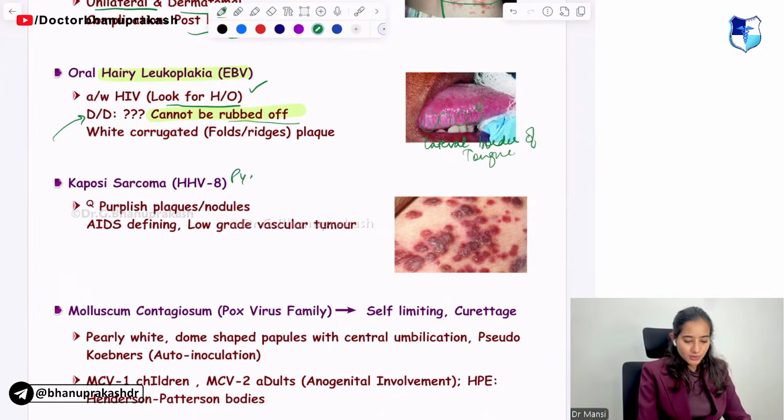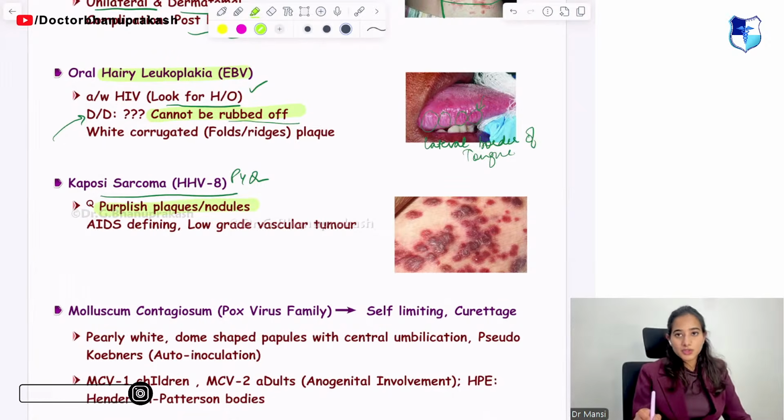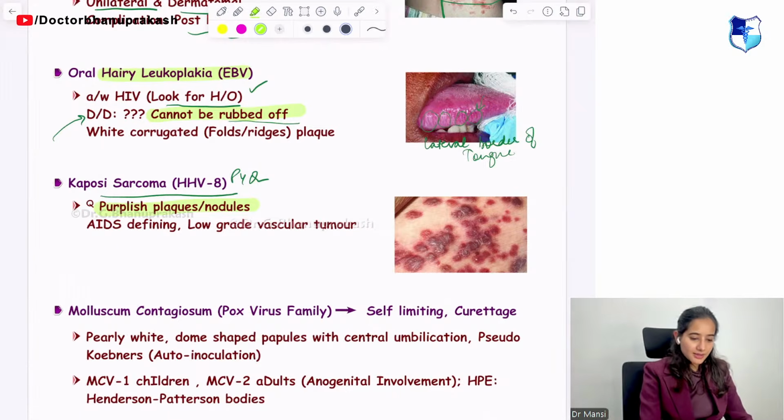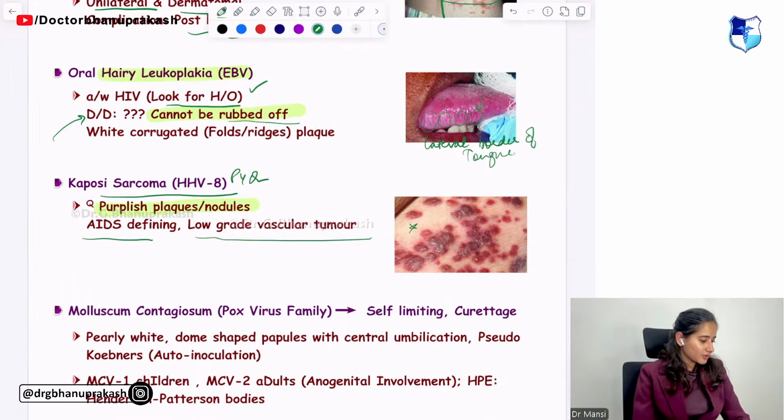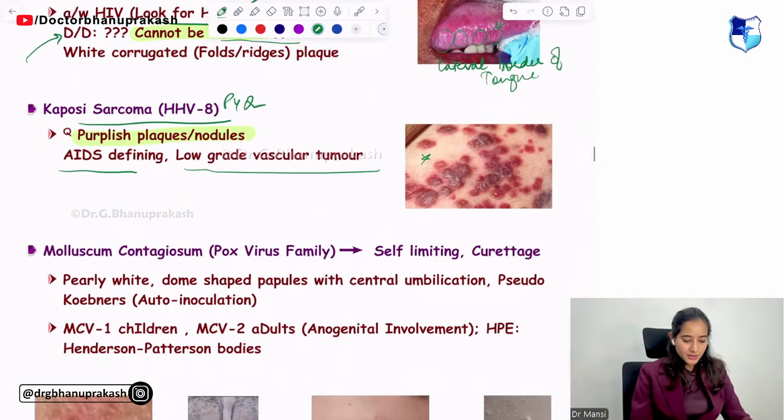Then a PYQ again: Kaposi sarcoma, caused by the HHV8 virus. You have to know this purplish plaque or nodule. It is purplish in color, and it is an AIDS-defining illness. If you find someone with Kaposi sarcoma, which is a low-grade vascular tumor, that means the person must have been infected with HIV. Yes, Shankar, you're right, absolutely.